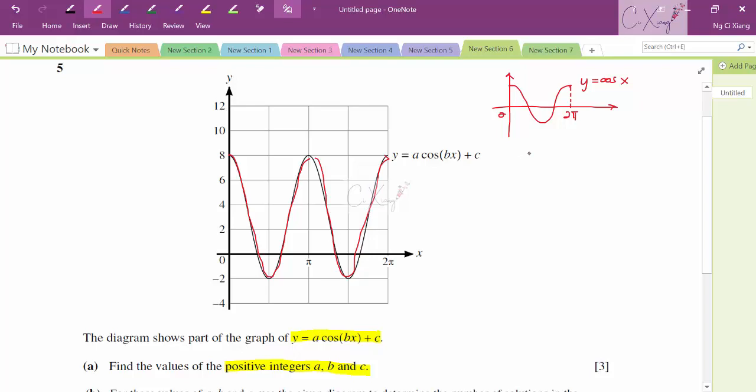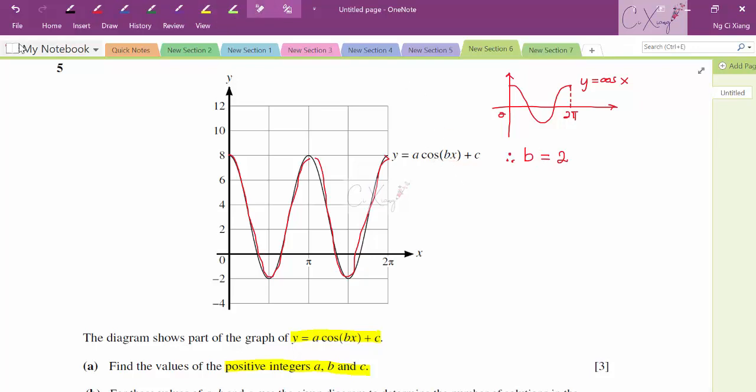Because of this, generally we can know that the value of b is equal to 2. Therefore, the first answer, b is equal to 2, due to the reason that we can see 2 cycles of cos x in the range from 0 to 2 pi. So we can straight away decide that b is equal to 2.